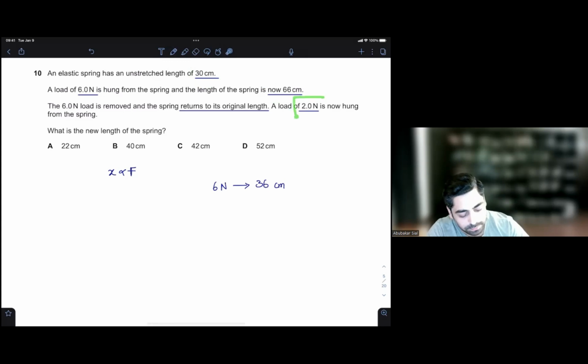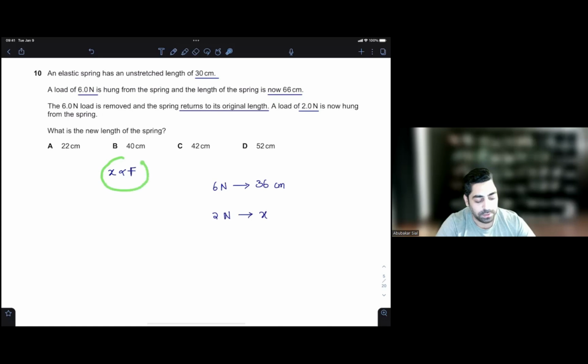What's the new case? The load is now 2 Newtons. We want to know what's the extension when a 2 Newton load acts on the spring. Well, all we need to use is the idea of proportionality. When you go from 6 to 2, what is the factor? Meaning, what number are you multiplying or dividing with? You're dividing 6 by 3. What does that mean? That the extension will also get divided by 3. And that's your answer. So 36 divided by 3 is 12. That means the extension is now going to be 12.